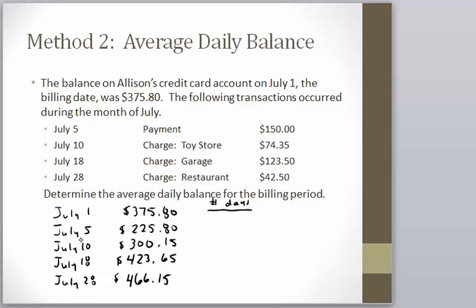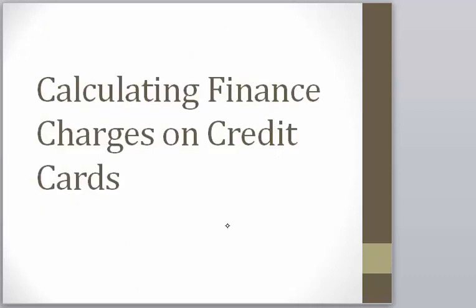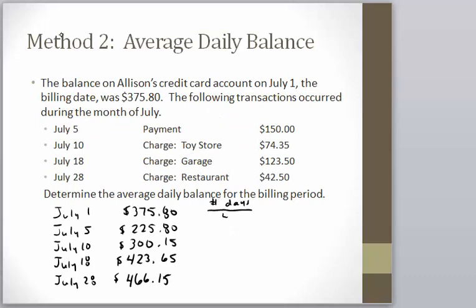So between July 1st and July 5th, there are 4 days that the balance did not change. So I'm going to place a 4 right there on the first row. Between July 5th and July 10th, there were 5 days that the balance remained $225.80. Between July 10th and July 18th, there were 8 days that the balance remained $300.15. Between July 18th and July 28th, there were 10 days that the balance remained $423.65.